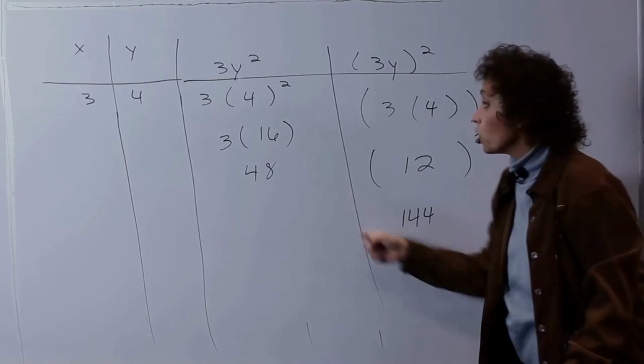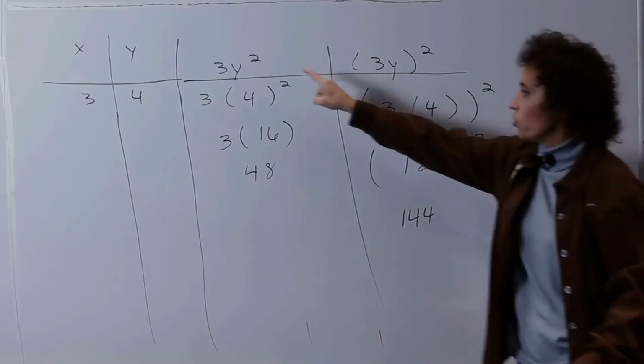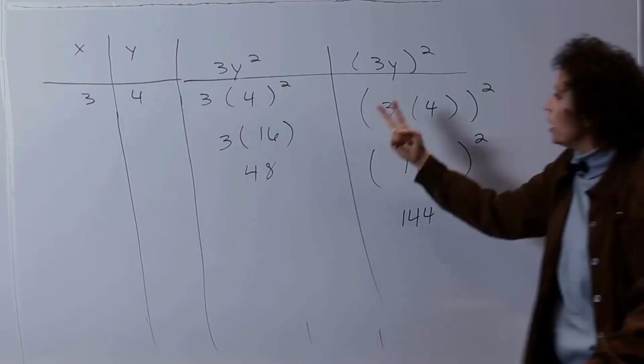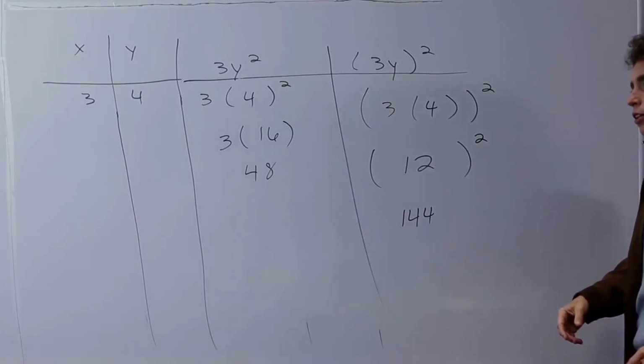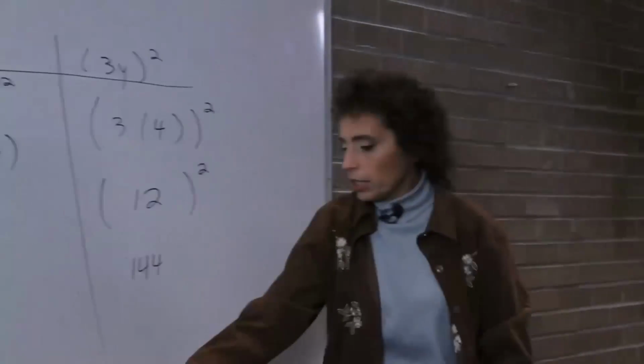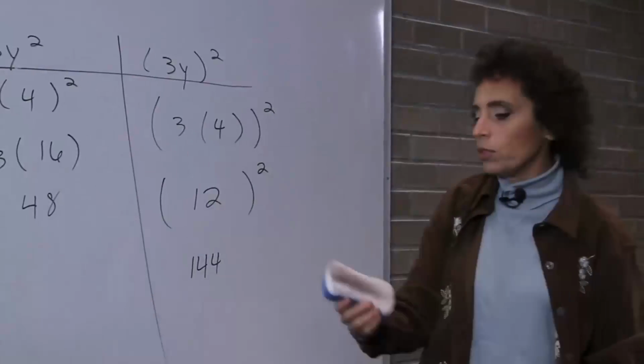Notice different answers. Look almost the same, but different answers, because here only the y is being squared. Here the product is being squared, so totally different answers. Okay? So let's see what happens if we do the same thing with 0 and 6.